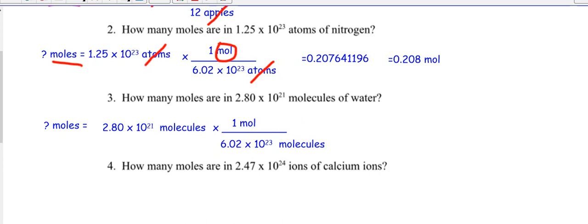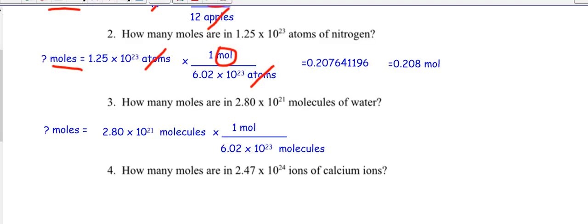So now it's time to divide again. Let's go look at my calculator again. So what am I going to do? I'm going to go 2.80, second EE. I think it was 21st, wasn't it? Divided by 6.02, second EE, 23. Hit your equal button or your enter button. And then you try it and see what you get. Go ahead and do that.